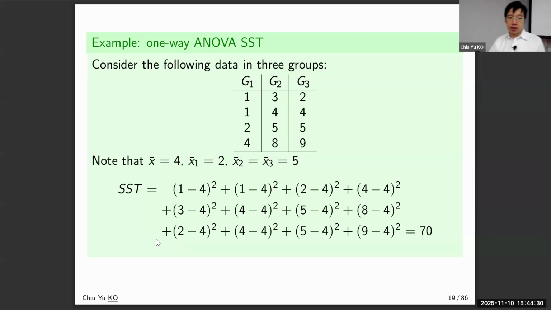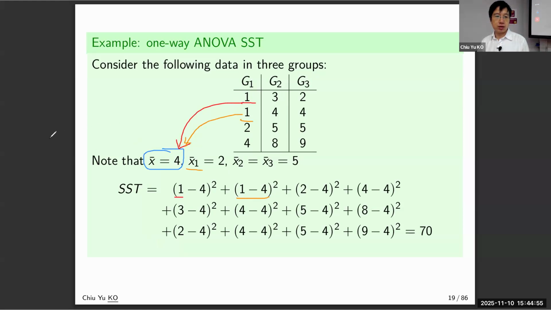SST calculates everything from the overall grand mean. So how do we get 4? Remember, we get 4 by adding all the observations divided by 12, right? And how you do it is you take every observation, observation number 1 minus this guy, and square. And you do the same for everything. You get another one, and here you get this guy.